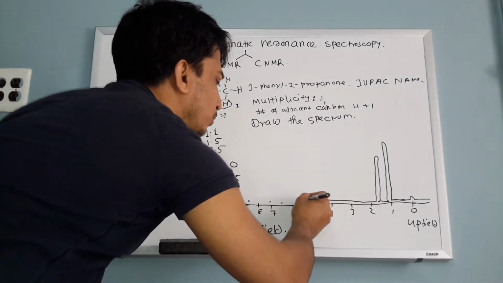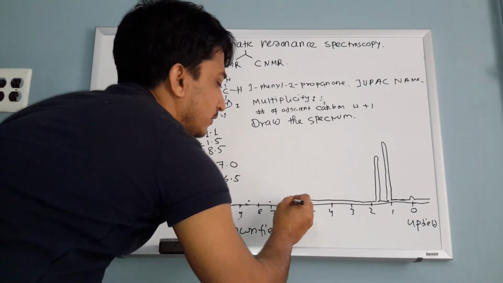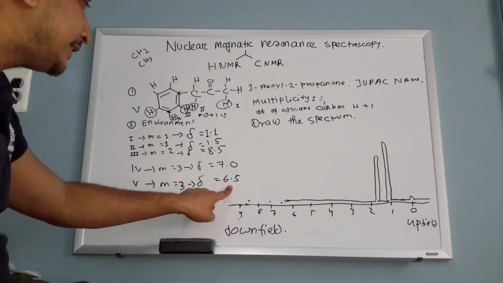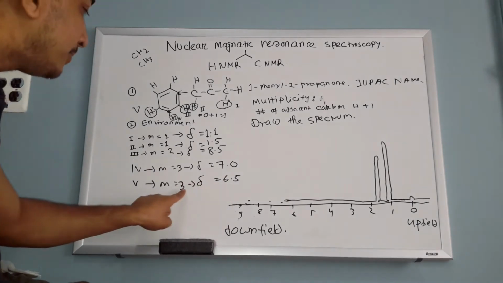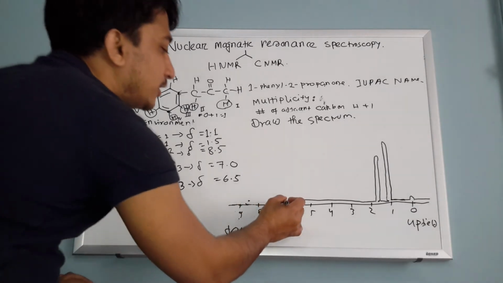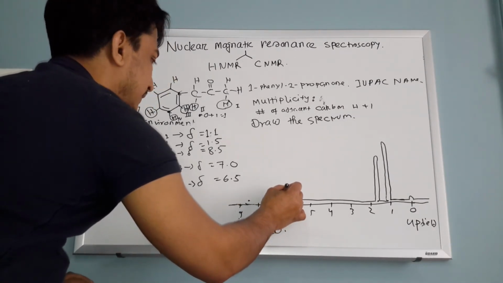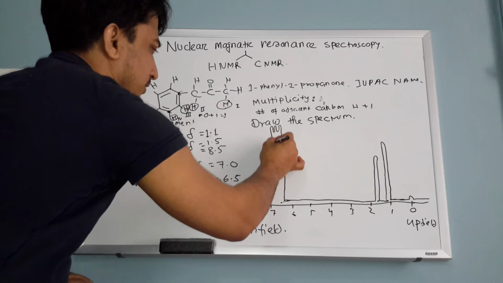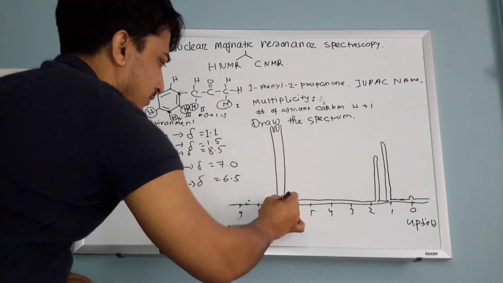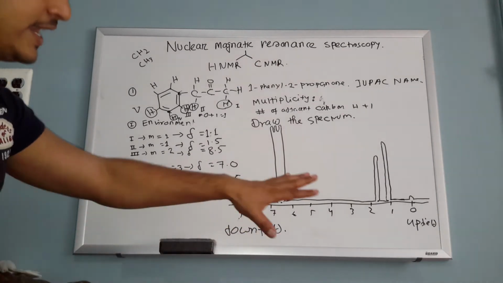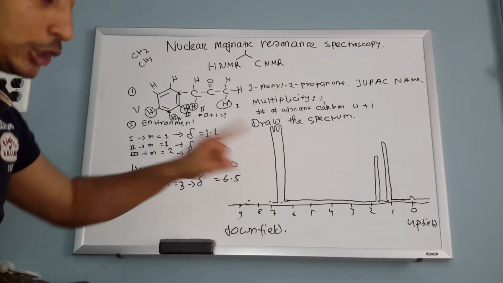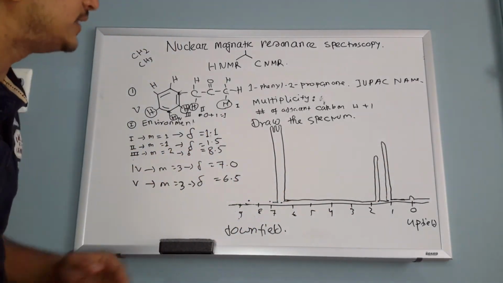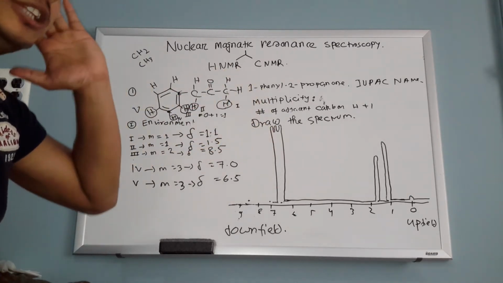Then go to 6.5. 6.5 is this one. 6.5 is the delta value. How many multiplicity? It is 3 multiplicity. That's why it's going to be 3 peaks. One thing you have to remember: if there is a benzene ring, the benzene ring bar is the tallest bar. Then second is CH3, then it comes like that. But if there is no benzene ring, CH3 is going to be the tallest bar.